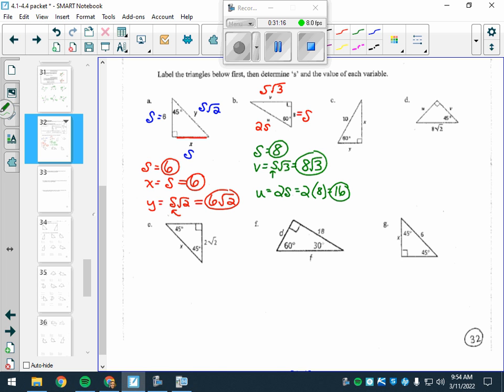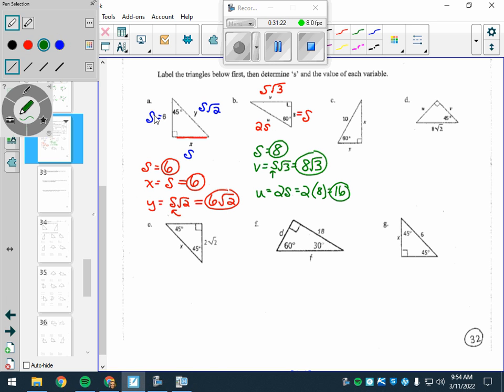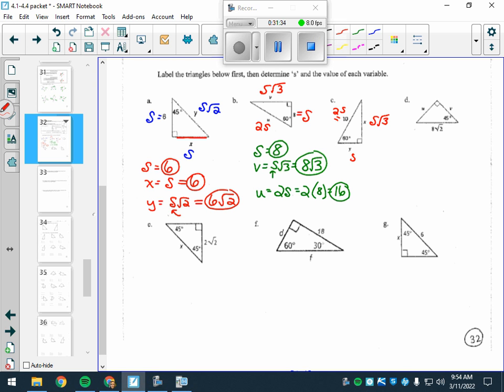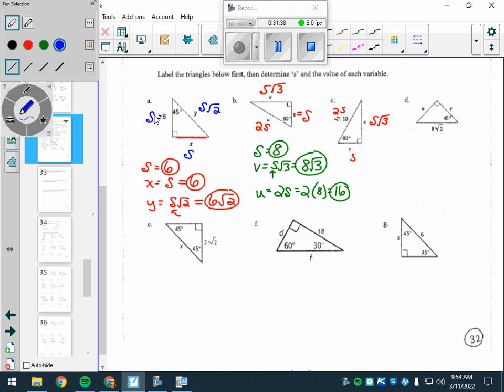The next one, same process. Side across from 30 is s. Across from 60 is s root 3. Across from 90 is 2s. Put an equal sign between what you wrote and the number they give you. So now our equation is 2s equals 10.